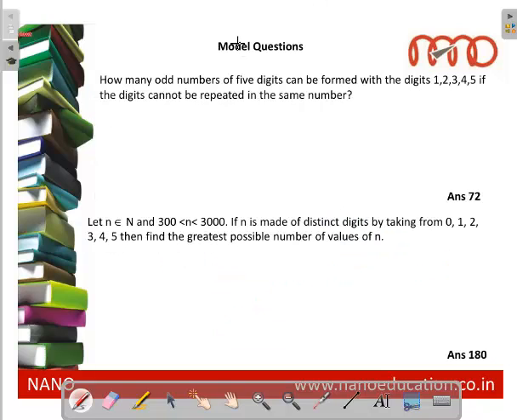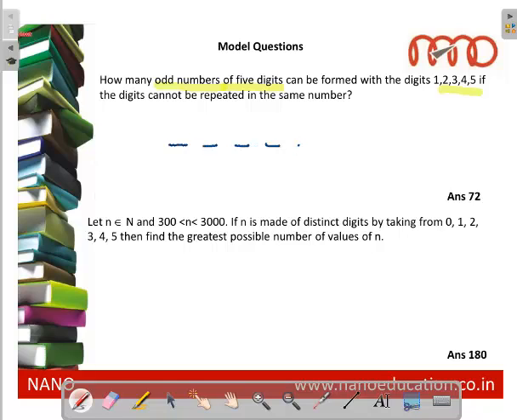Let us look at the next question. How many odd numbers of 5 digits can be formed with the digits 1, 2, 3, 4, 5 if the digits cannot be repeated in the same number? Read the question carefully. So repetition of digits is not allowed, and then we want 5-digit odd numbers.